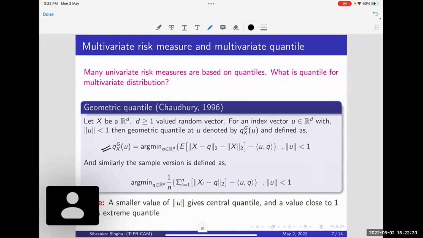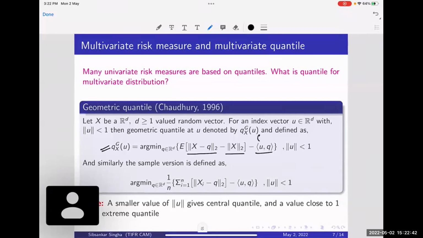The first component is x minus q, the L2 norm, and the second component has no impact on the optimization problem because there is no involvement of u. We put it here just to make this expectation finite, and this is the usual inner product. And why this definition? In the univariate case, if instead of this inner product we put 2 alpha minus 1 times q, then this will give the alpha quantile.